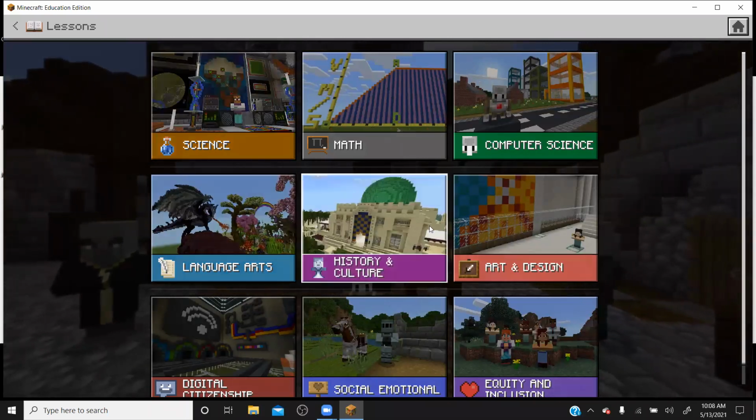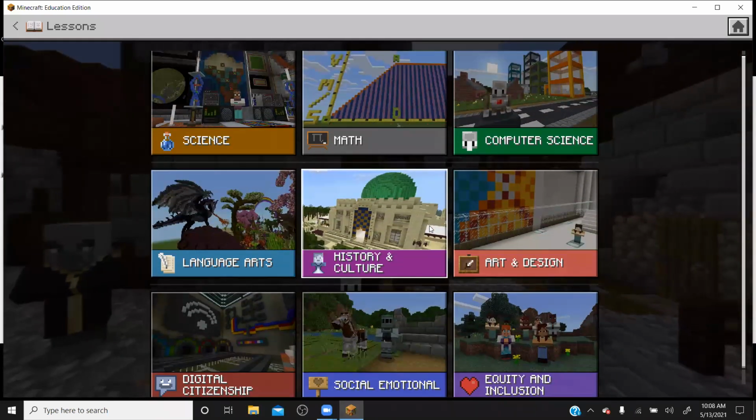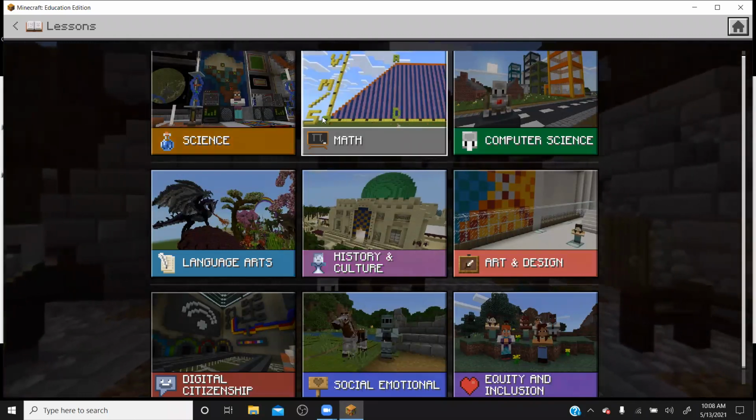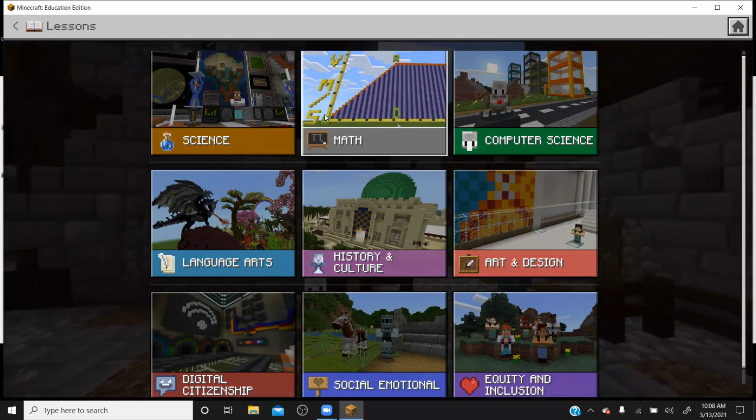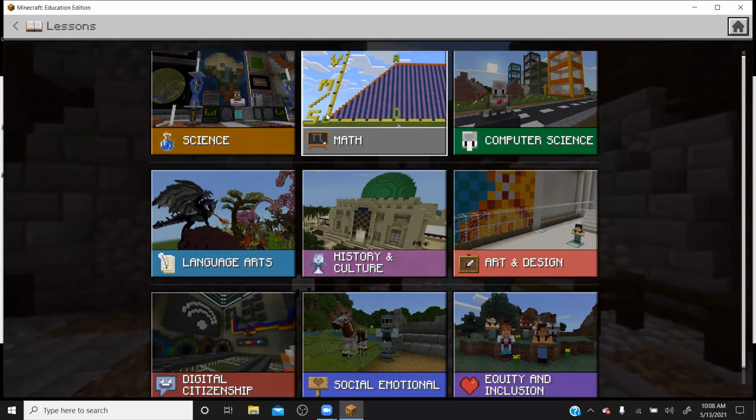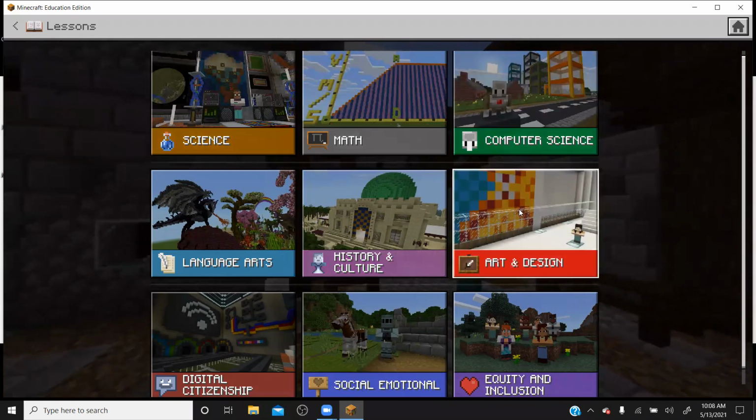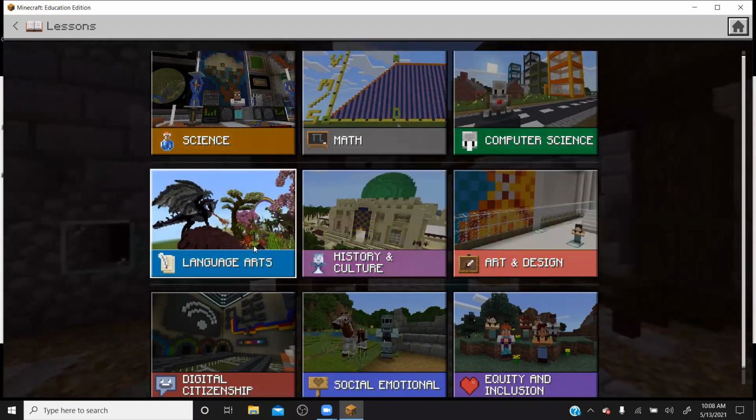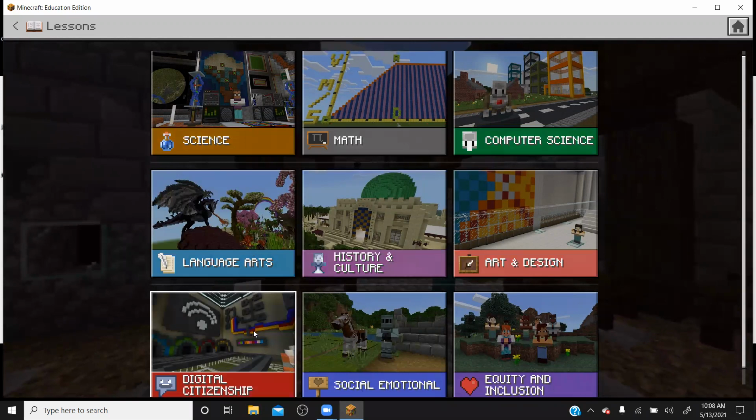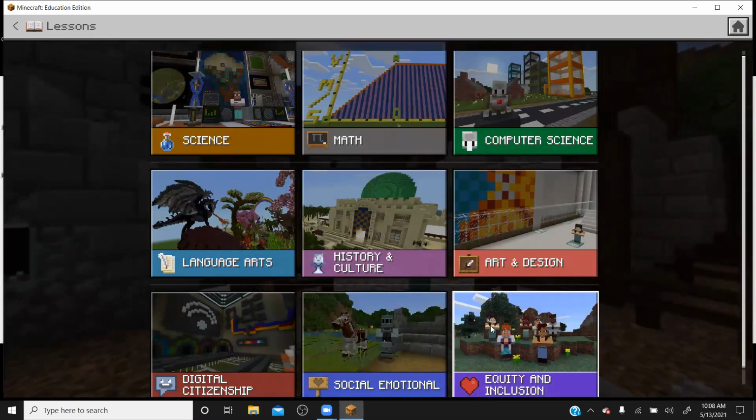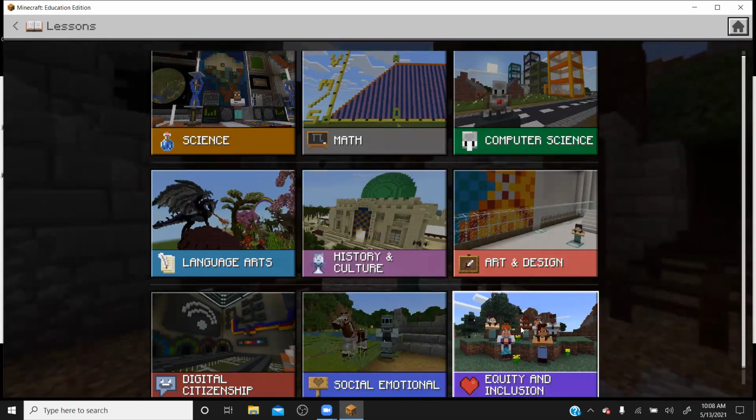And you can see the lessons are divided here into these nine different categories that cover lots of different fun things that you may have been experiencing in school or may have missed out on and wish you could have gotten a little more of. And so there's science, math, computer science, art and design, history, language arts. The digital citizenship is really neat. There's the social emotional lessons, and then this equity and inclusion. This has some really cool stuff in it.